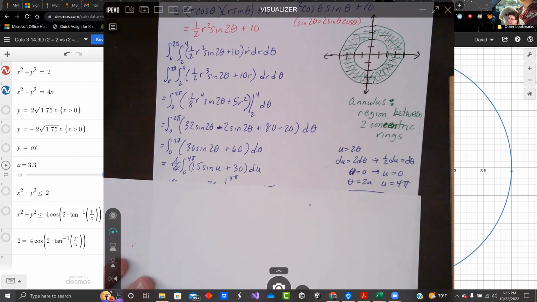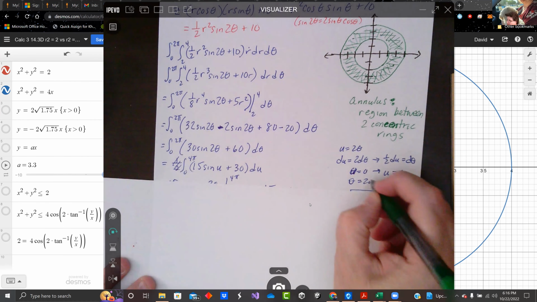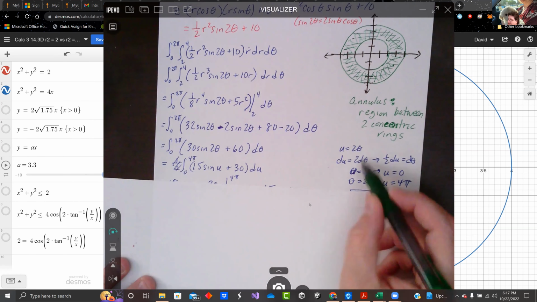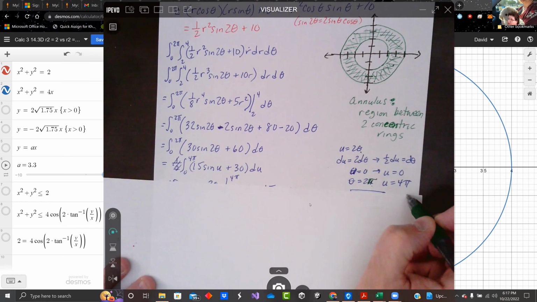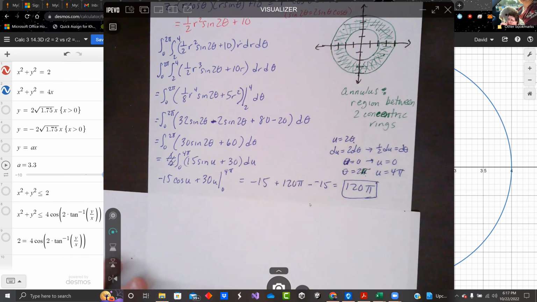To do that, I got to change the limits of integration. When theta equals 0, u equals 0. And when theta equals 2 pi, we're plugging it in, we get 4 pi. So my new limit is 0 to 4 pi. We go ahead and integrate that. Negative 15 cosine u plus 30u from 0 to 4 pi. We see that we get 120 pi.